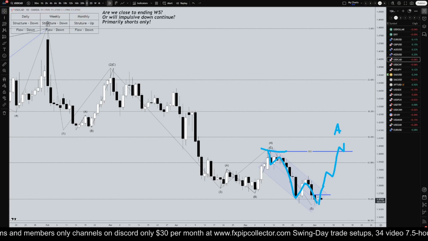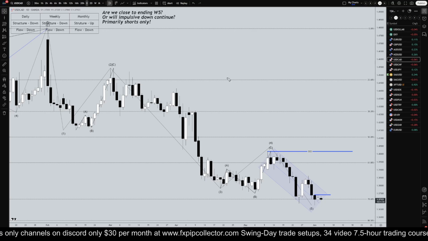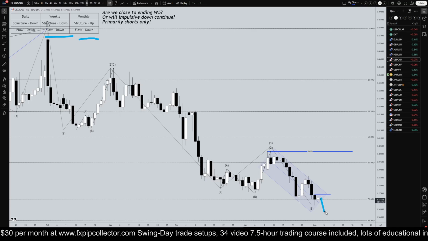Now, I personally would have to wait for the engulfing move to the upside because the higher time frames are definitely down. And there's a chance that it just breaks out to the downside and keeps on going down, which is why I'm still looking for shorts in a downtrend.